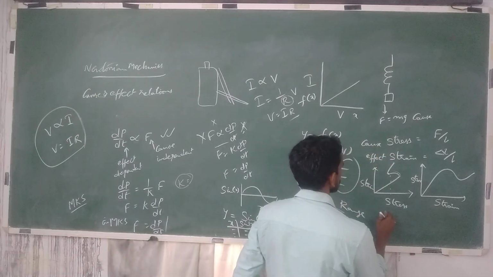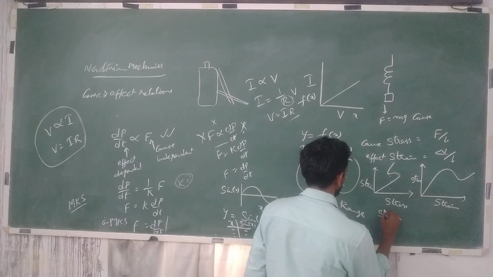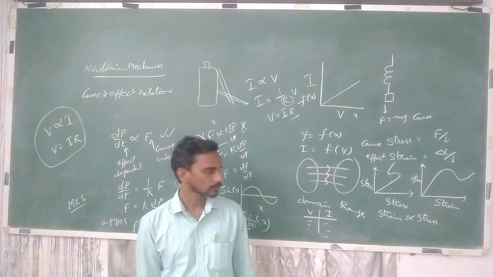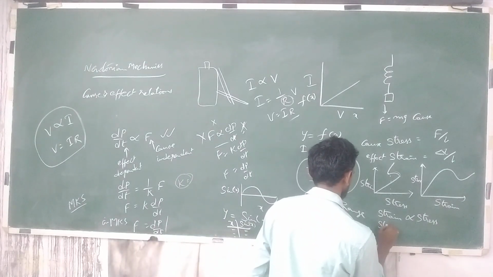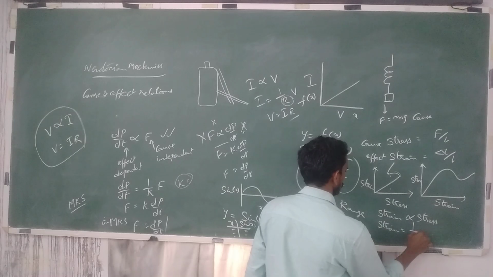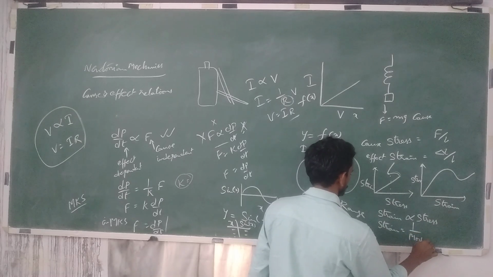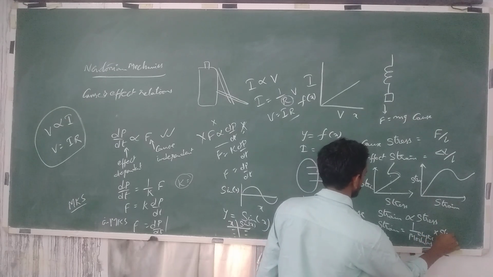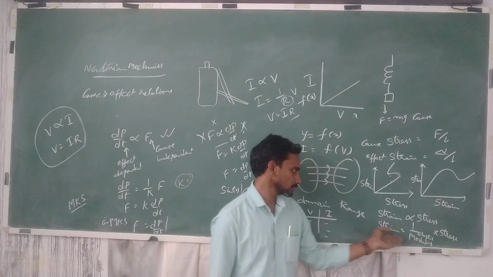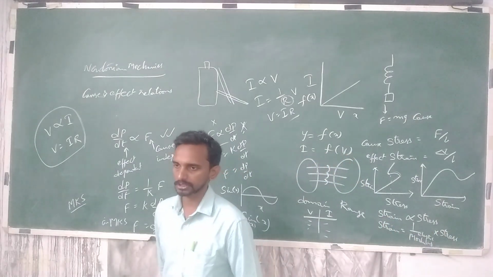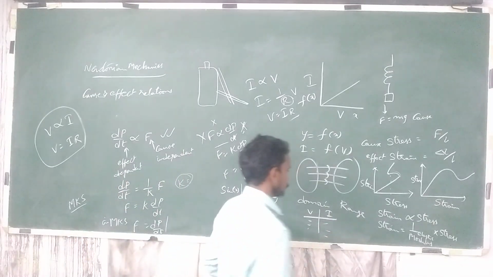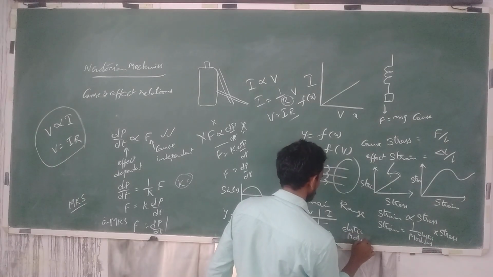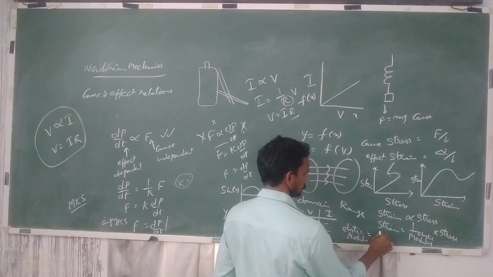What is the equation that we can write here? Strain is proportional to stress. What is the proportionality constant? One by the elastic modulus. So strain is one by elastic modulus times stress. Let's say if it is Young's modulus, it is linear stress by linear strain. So how do you get that? Elastic modulus is given by stress by strain.